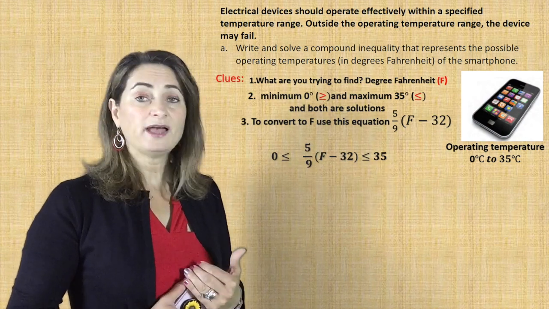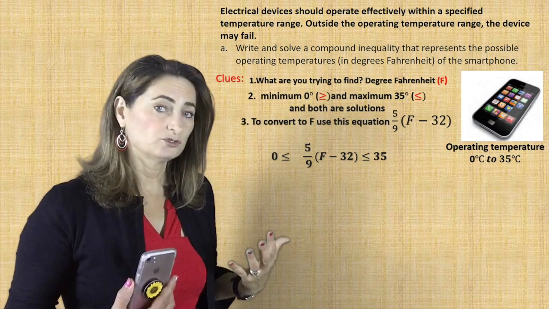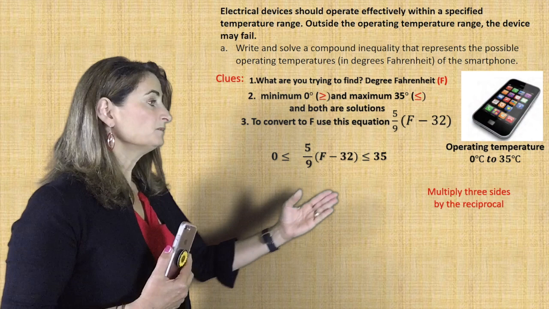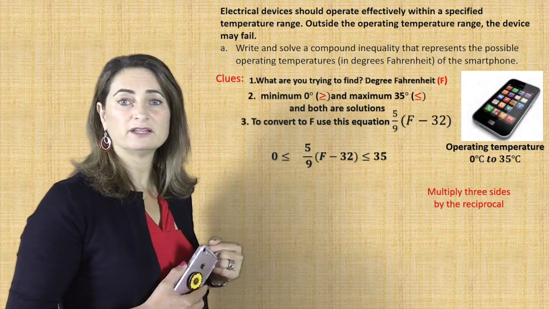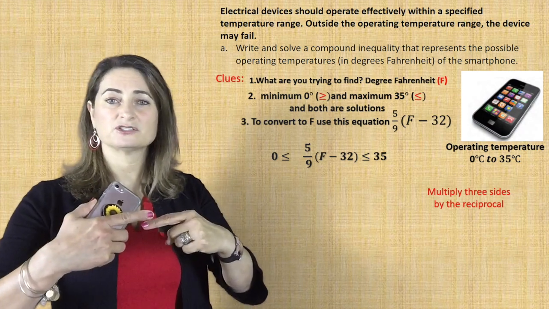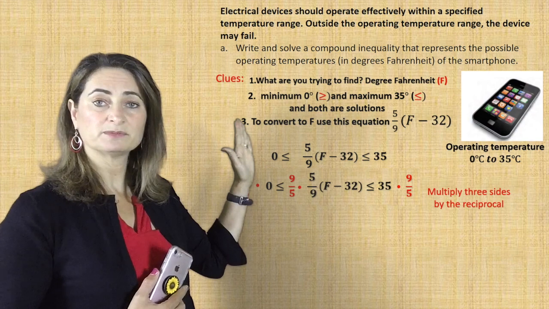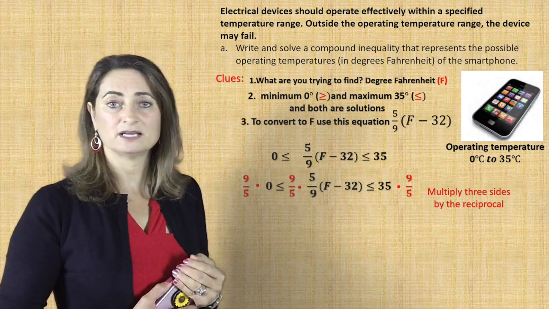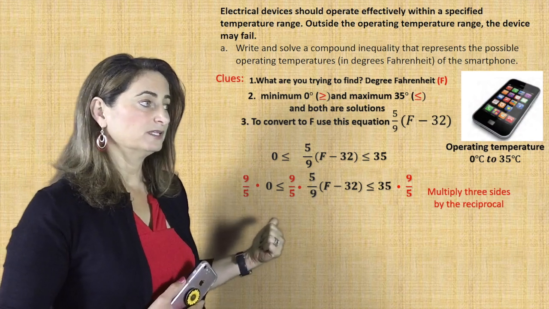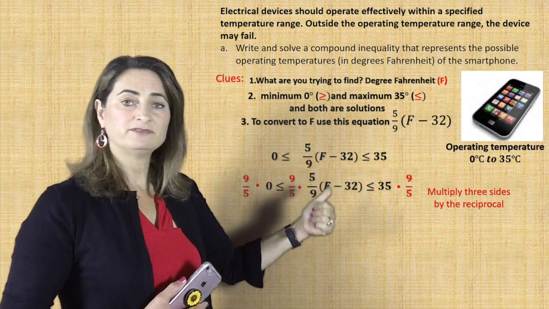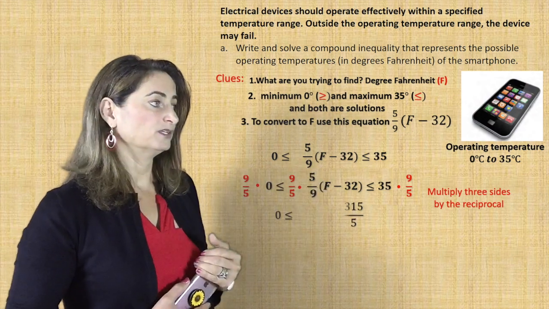Now solve for F. I need F by itself on one side of the inequality. What do I do first? Multiply all 3 sides by the reciprocal to get rid of the 5/9. And the reciprocal is to flip the fraction. So if it's 5/9, flip it, it'll be 9/5. And make sure you multiply the left, middle, and right side. Now, 9/5 times 0 is 0. 9/5 times 5/9, they cancel each other. You end up with F minus 32.